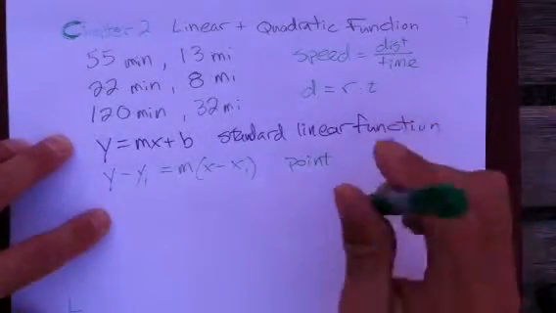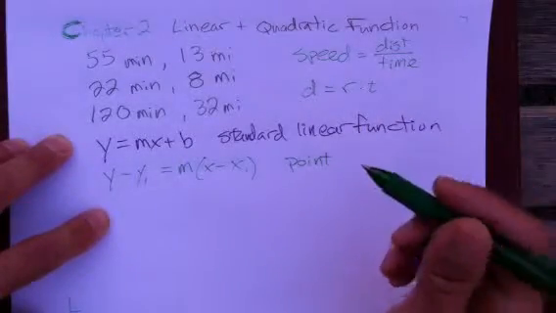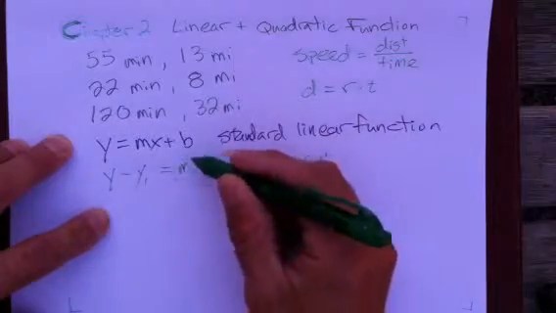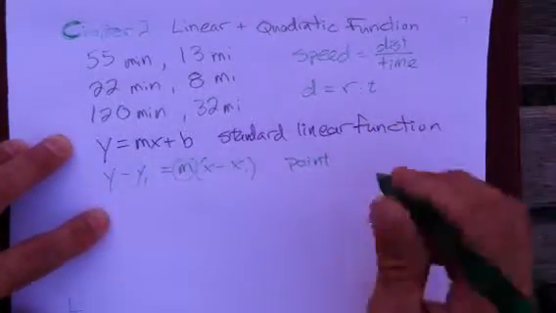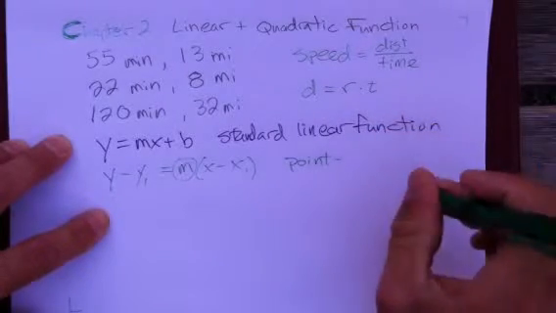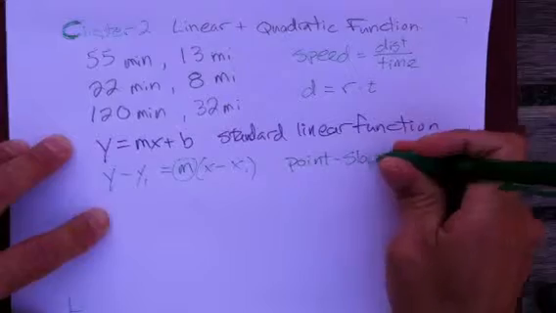So for me, if I was going to find a line through 2 points in that graph I just showed you, I would pick the 2 points, find the slope, use one of those points as x1, y1, and then solve for y, and boom, I have a function. So let's see, point-slope form.